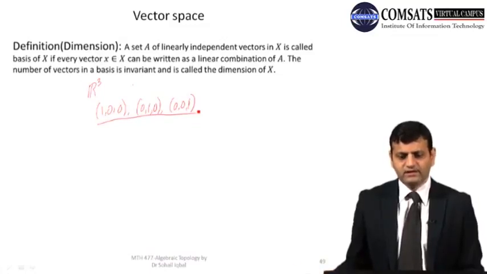Of course there are many other bases of R3 as well. Every basis has the same number of elements, so that's why this number, which is called the dimension of the vector space, is invariant. You can take any other basis elements as well, but their number must always be 3 in this case.